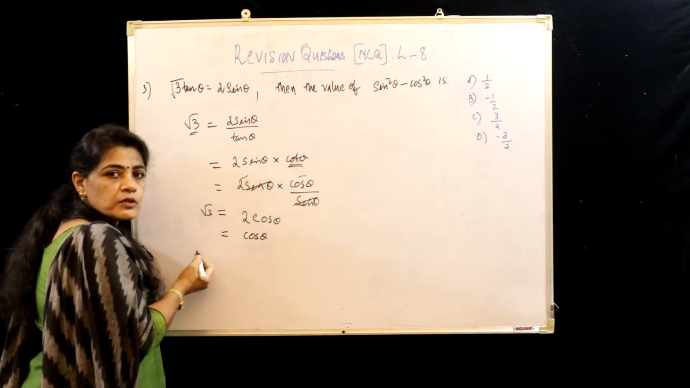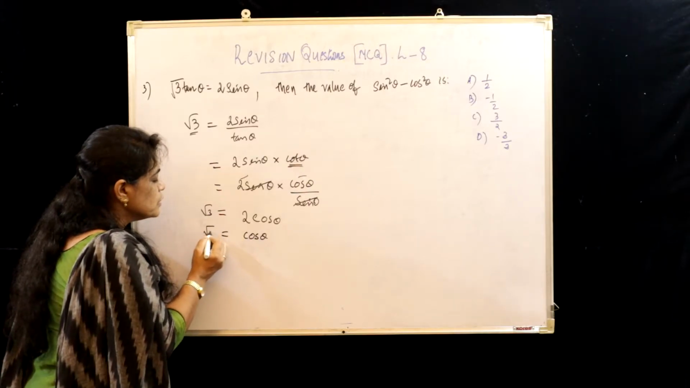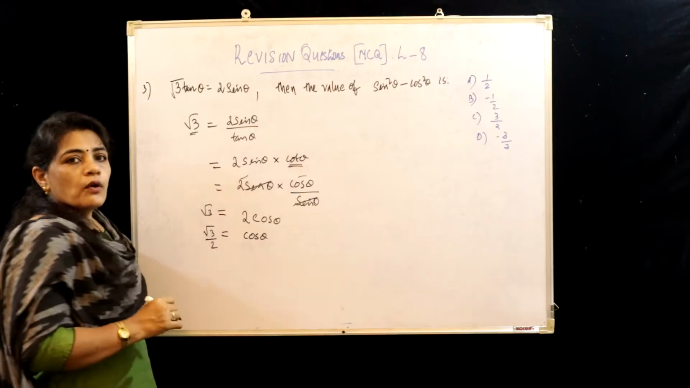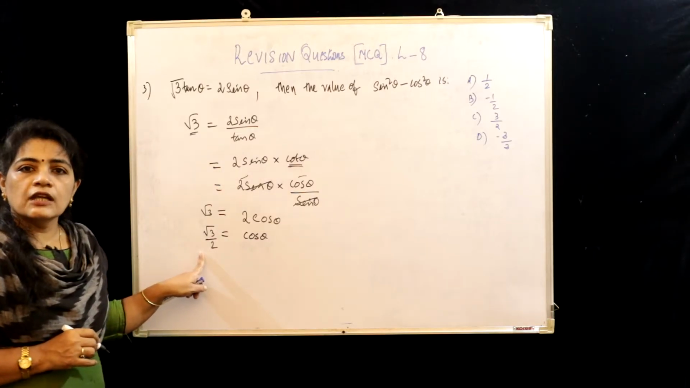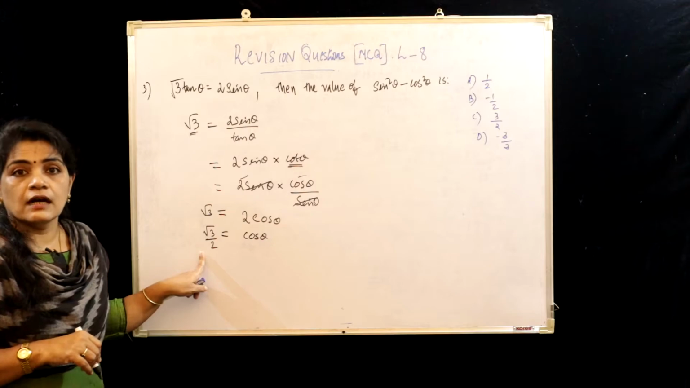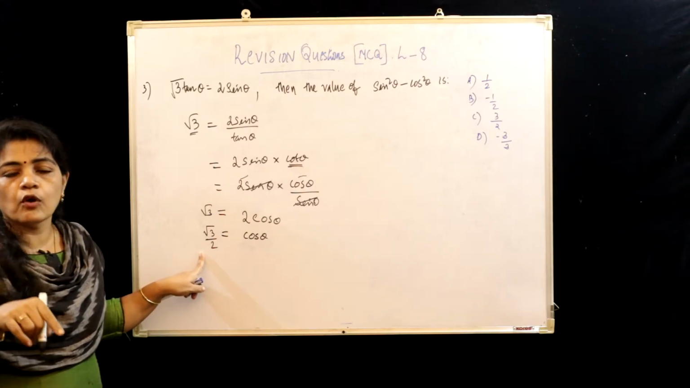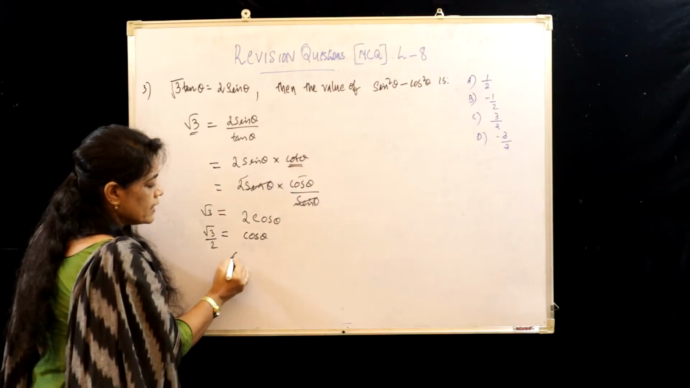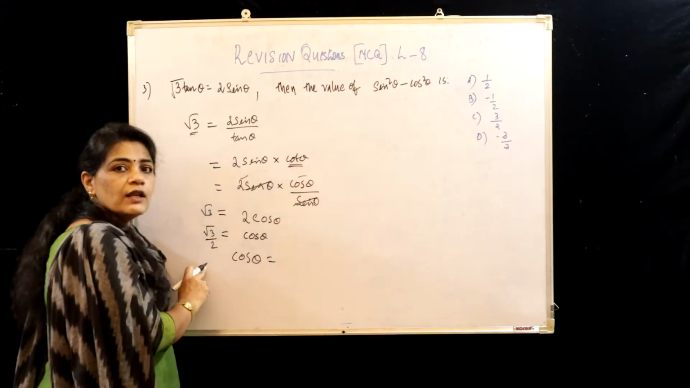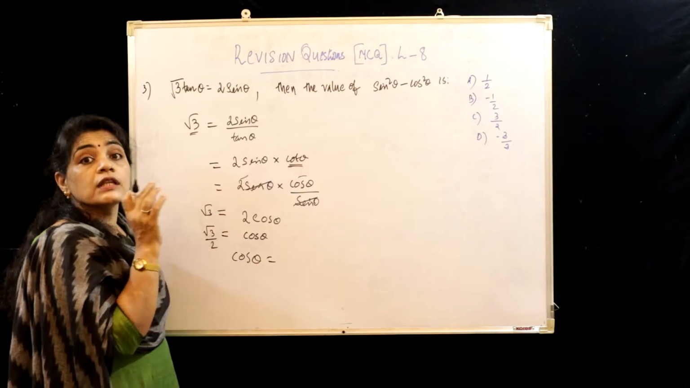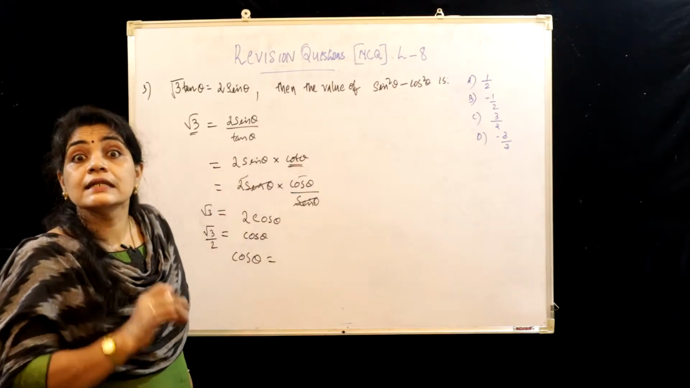So this 2 comes to LHS under division. So root 3 by 2. Okay, so cos theta equal to root 3 by 2. In terms of cos theta, root 3 by 2 in values, acute angle values, that column we know, so that you can write this cos theta, the equivalent value in angle measurement. Okay, root 3 by 2 is for cos 30.